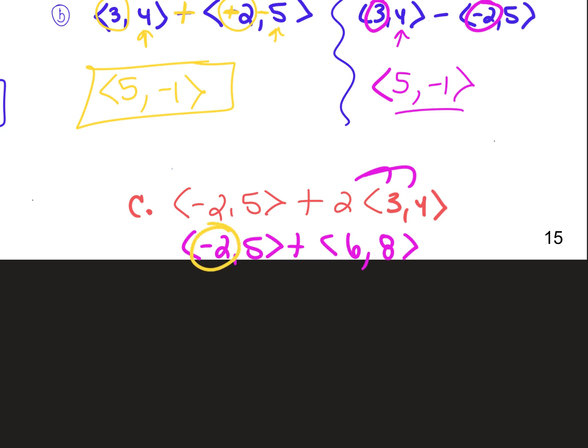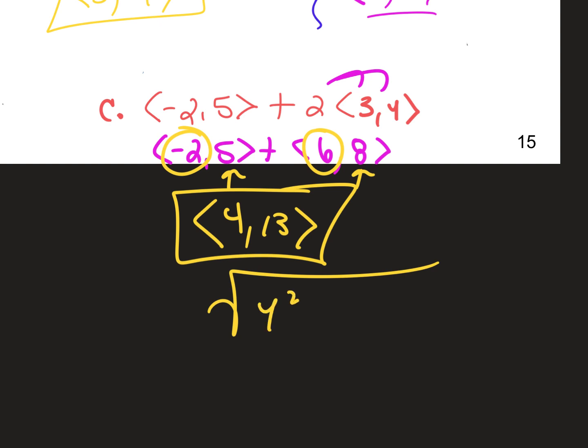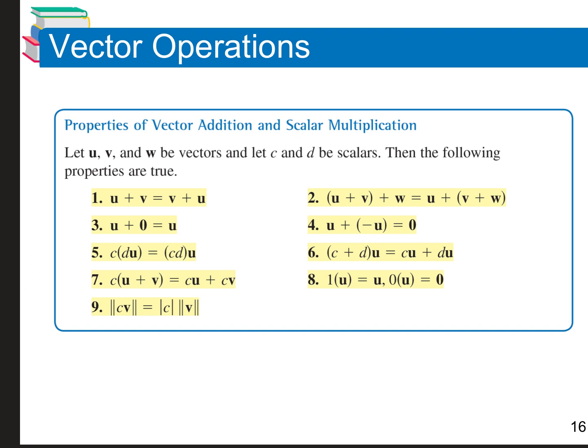So first with first, what is negative 2 plus 6? 4, good. What is 5 plus 8? 13. And if I asked you to find the magnitude of that, you would say 4 squared plus 13 squared, and then go on. Make sense? All right, good. This wasn't bad.